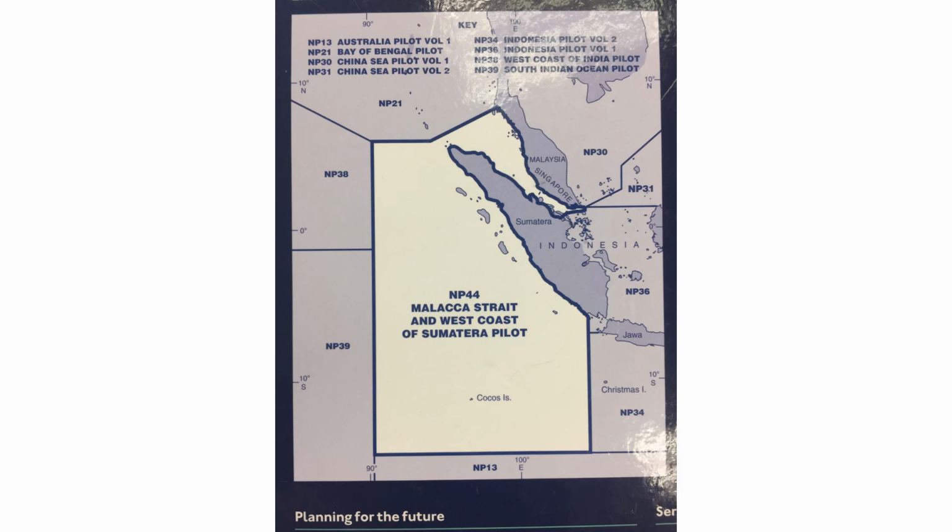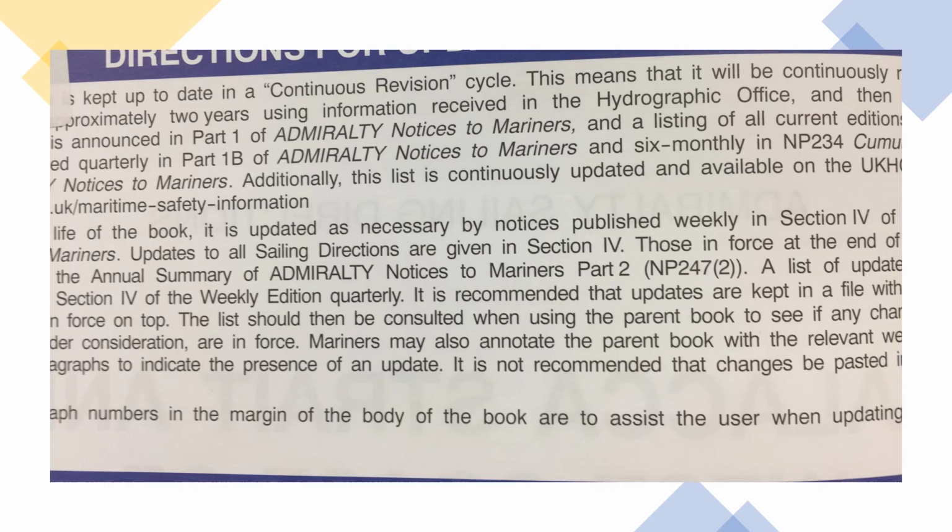So this particular book that I took a photo of was NP44, which was dealing with Malacca Strait and West Coast. So that is why you can see it's highlighted there. So this is the back of NP44. If it was the back of NP39 or 38, that is the area that would have been highlighted. This is the back portion of the publication. The front portion of the publication, this is the first page.